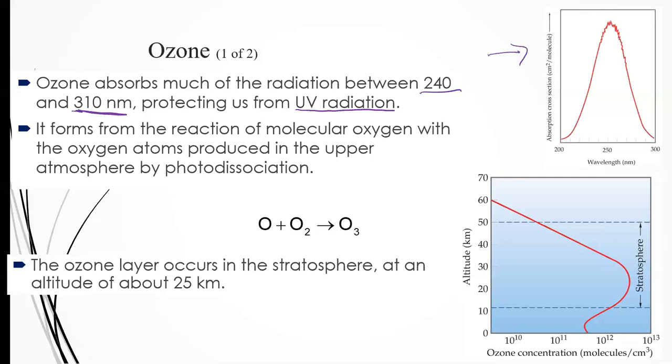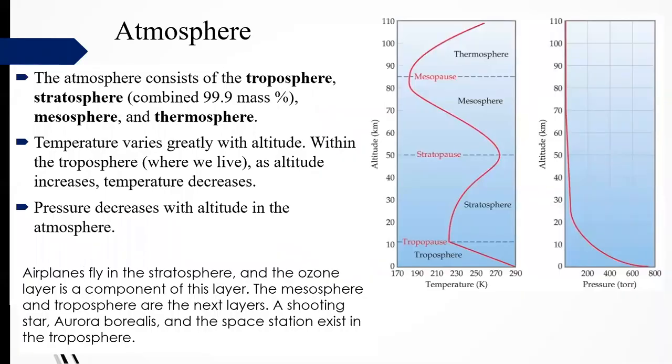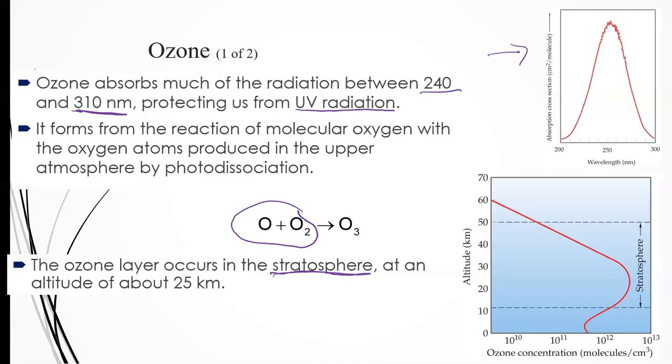Now, ozone forms from oxygen and that photodissociated O2, that oxygen atom, coming together to form ozone. And this layer occurs in the stratosphere, so much higher up than the troposphere, right around an altitude of about 25 kilometers. So if we go back and look at our diagram, we're occurring right in here for our ozone. So it's still in a region where we might fly in a plane, right? And so we see some of that part.